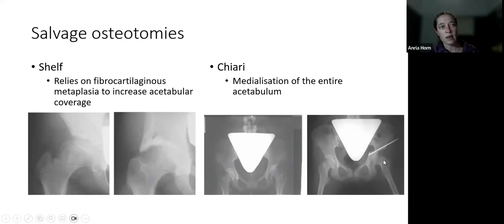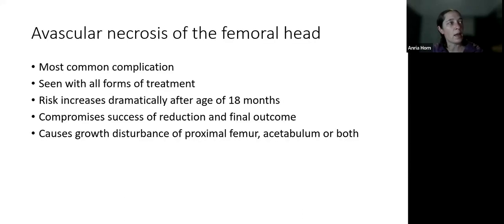And then a Chiari, kind of doing the same thing but a different way, is that you cut the roof of the acetabulum, and you medialize the entire acetabulum relative to the ilium, and thereby create enlargement almost of the articular surface. Although you're then not articulating with cartilage, but with your capsule. So salvage osteotomies, you will never do that as a primary intervention.